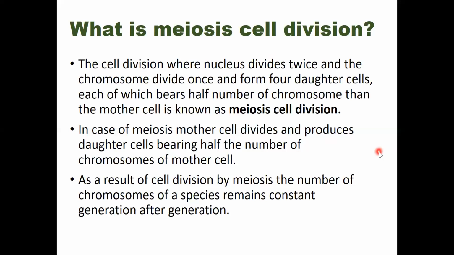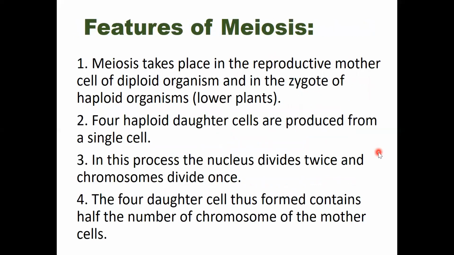So what are the features of meiosis? First one, meiosis takes place in the reproductive mother cell of a diploid organism and in the zygote of a haploid organism. I have already discussed how important meiosis is for sexual reproduction. So that's why meiosis takes place in the reproductive mother cell of the diploid organism, to make the gamete haploid. This is the reason.